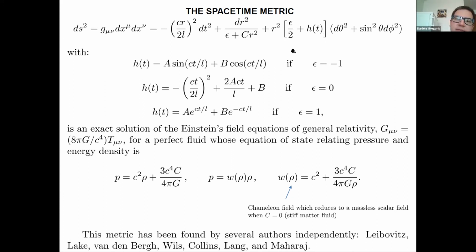Also, we have this function of the time, H, which is a sort of scale factor. You can see that in this metric only the angular part is time expanding, but the radial part is not. And the scale factor H of t assumes a different form according to the topology. This metric is an exact solution of the Einstein field equations of general relativity, and it is supported by a perfect fluid. And this is the equation of such a fluid.